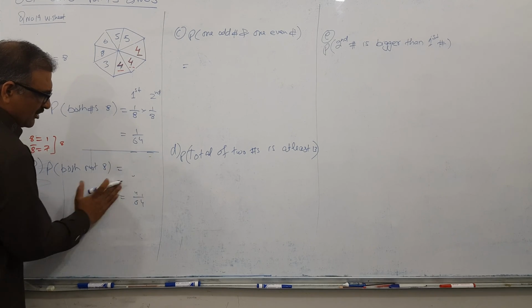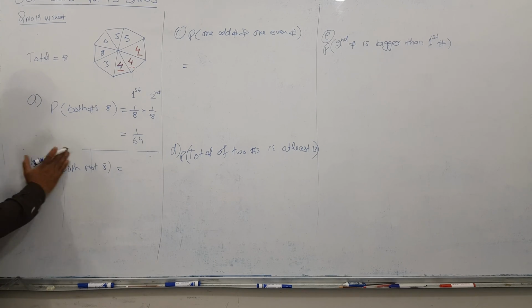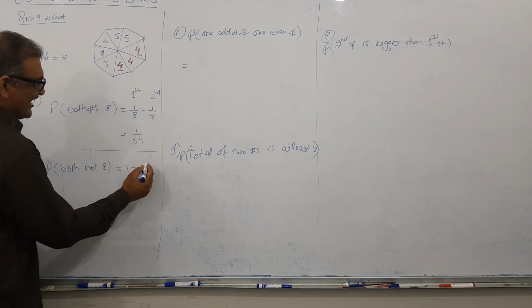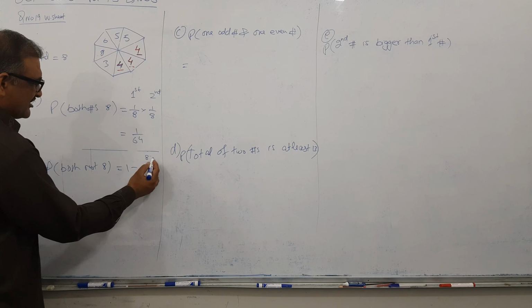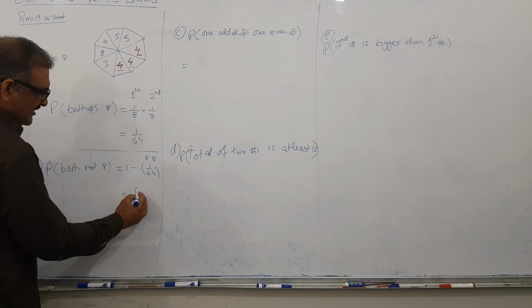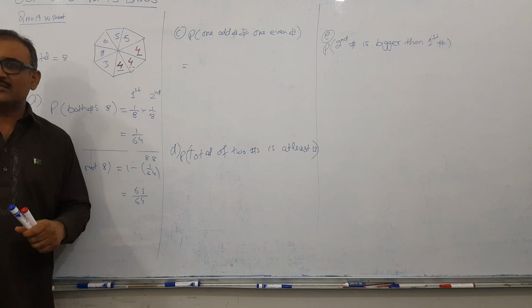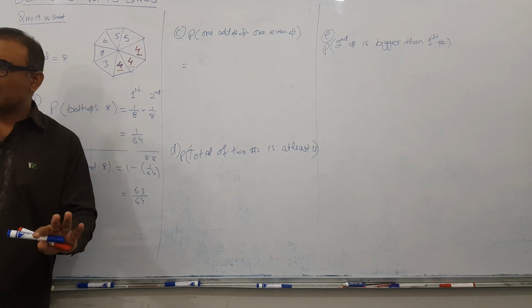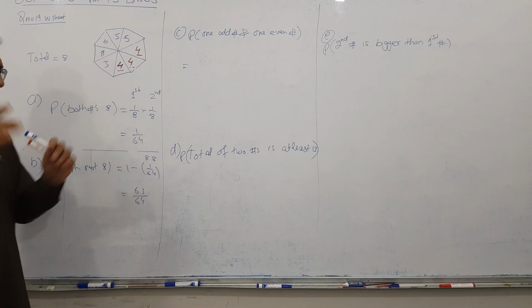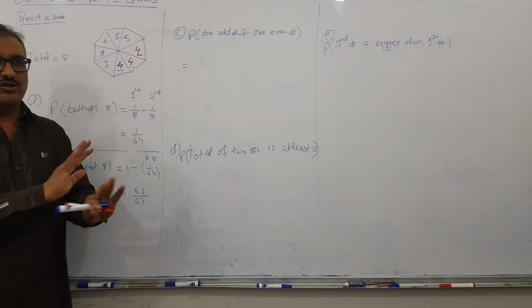It means I will go for the other way. The other way is 1 minus 8 and 8. And 8 and 8 we have this option, so there is already 1 by 64. So the answer is coming 63 by 64. Imagine he says not a single 8 should come. Then what I rubbed was correct. But now he said both 8 is not required.